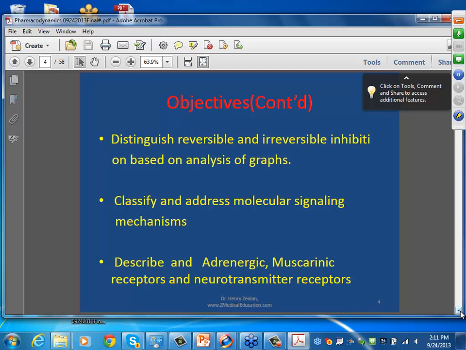Drugs that can interact with the specific receptors on the cell membrane. Drugs that can activate G proteins. Drugs that can have a cascade in order to produce the effect, versus drugs that can act intracellularly. The receptors are not on the cell membrane. When we address molecular signaling mechanisms in some detail and with fine elaboration, we should be able to move on and address adrenergic, muscarinic receptors and neurotransmitters and the classes of those receptors.